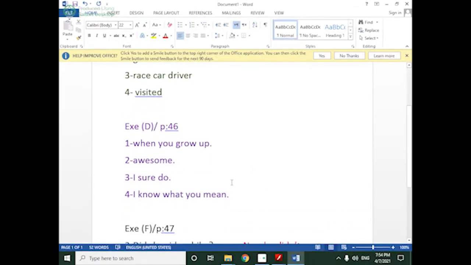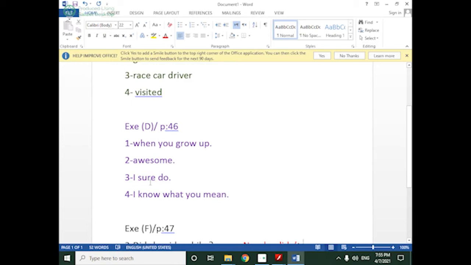Okay, exercise D, page 46. It is a conversation between Steve and Rick. Steve says, what do you want to do for work. We have a blank where we put when you grow up. Rick says, I'd like to be a doctor. What about you? Steve answers, Awesome. I think being a doctor is such important work. Do you like science? Rick answers, I sure do.